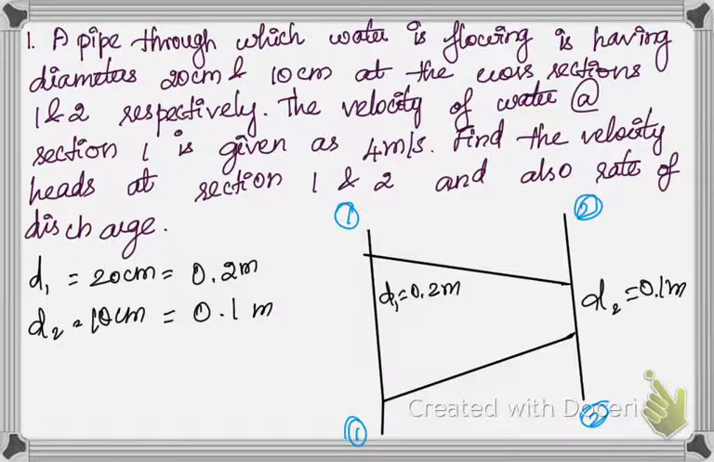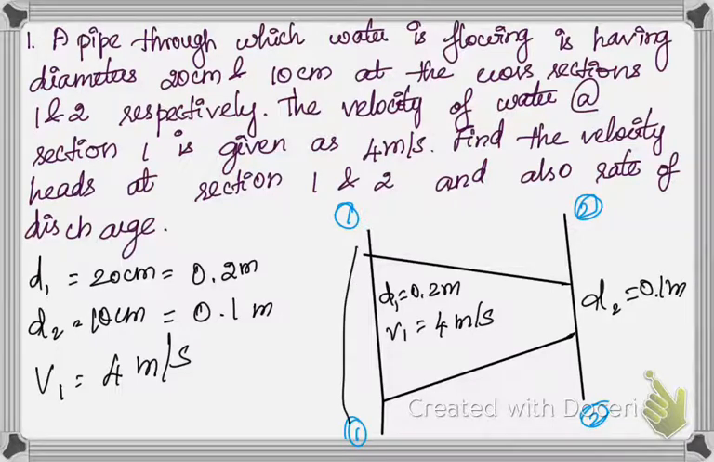The velocity of water at section 1 is given as 4 meter per second, which means V1 is equal to 4 meter per second. Whenever a diagram is not given, we have to draw the diagram. Since at section 1 the diameter is big, 20 centimeters, I have drawn it like this. The area and diameter are larger here, and D2 is 10 centimeter, so the diameter is smaller here.